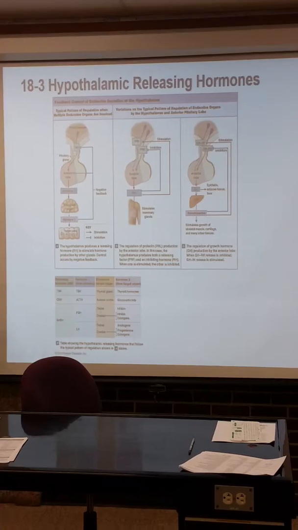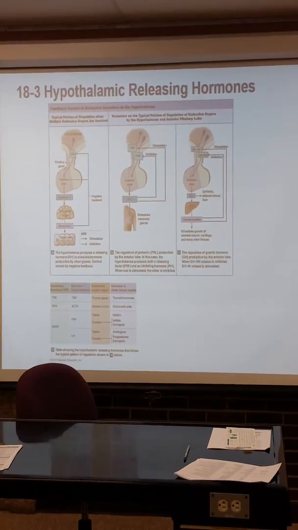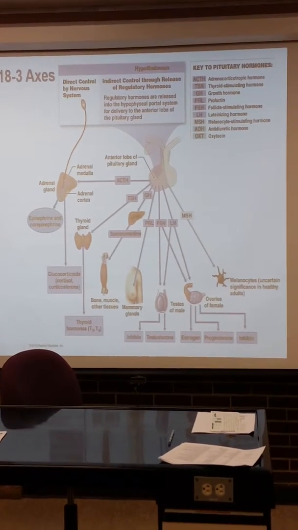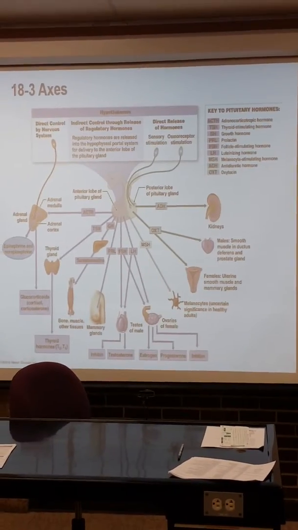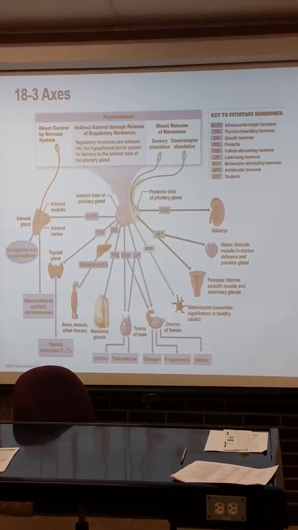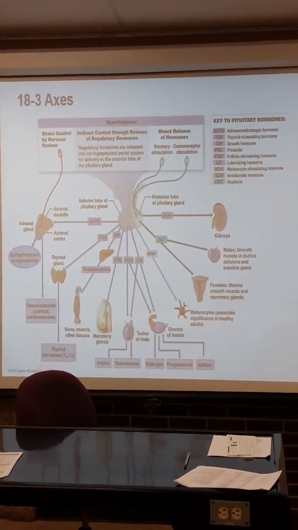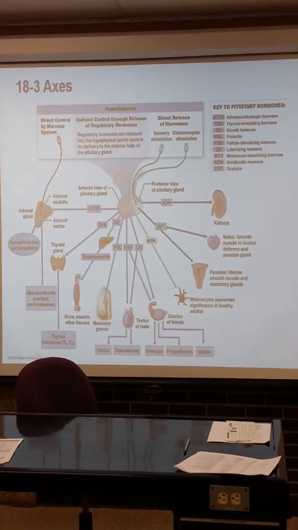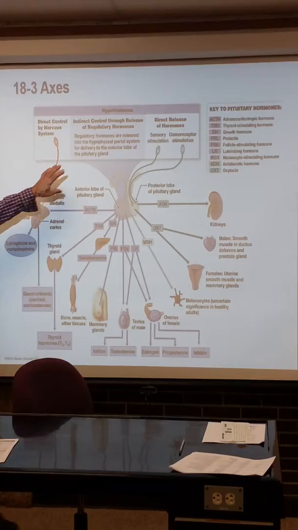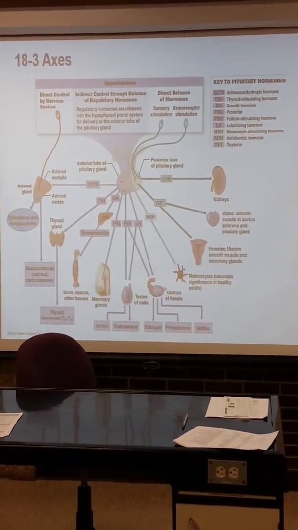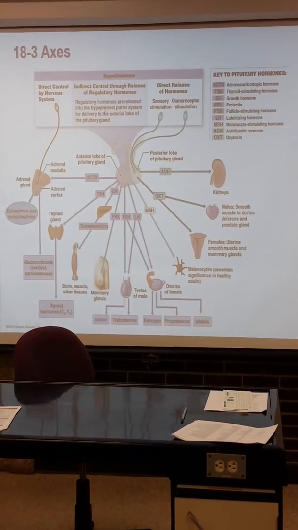Actually, this is part of it. Right here, that's part of it. It's not the whole thing. That's part of it. This chart right here, that chart right there, is really the same thing, except it doesn't show you the hypothalamic releasing hormones. What it doesn't show you is the releasing hormones from the hypothalamus hitting the pituitary. Otherwise, it's really the same thing, minus the hypothalamus.